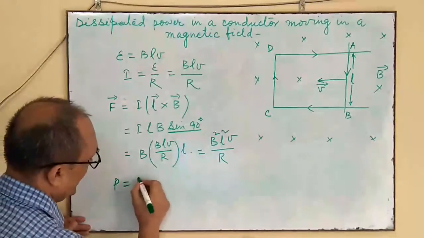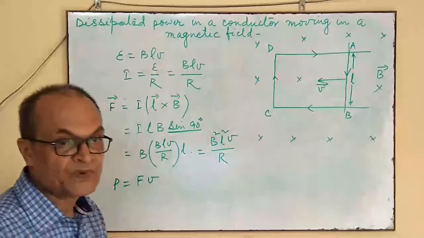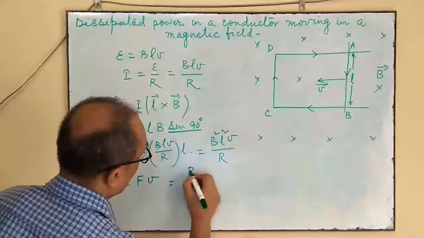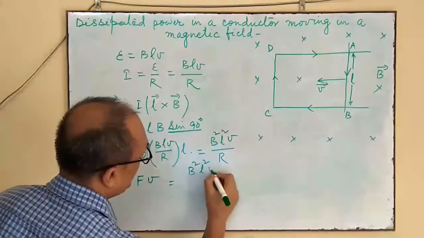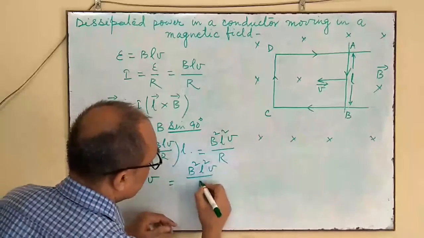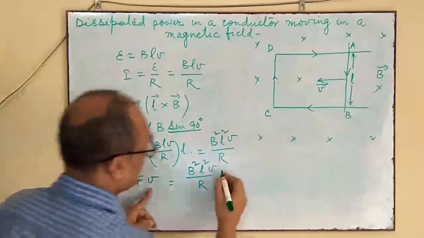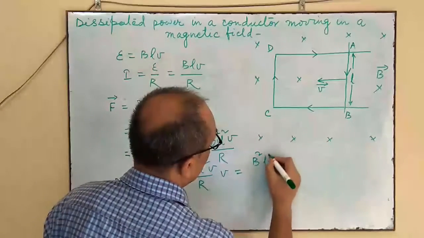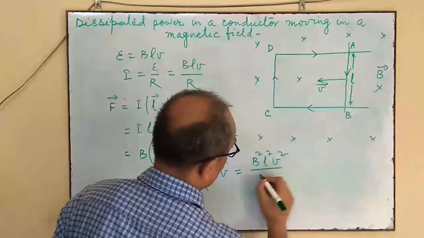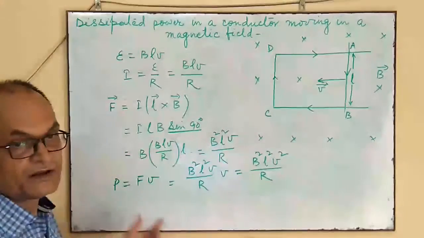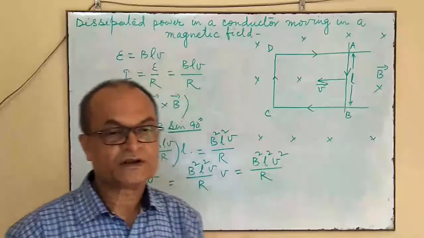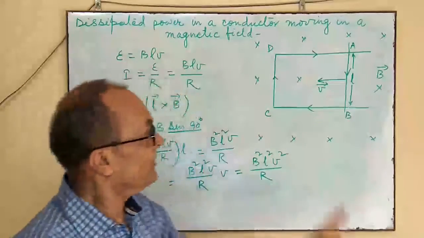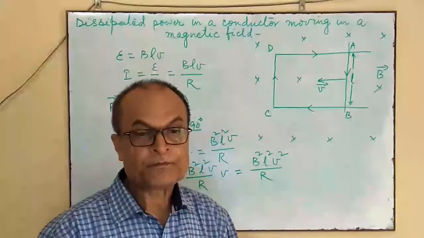Power equals F into V. The value of F is here, so we can write B square L square V by R into V. This equals B square L square V square by R. This is the power required to push the conductor with constant velocity perpendicular to the magnetic field.